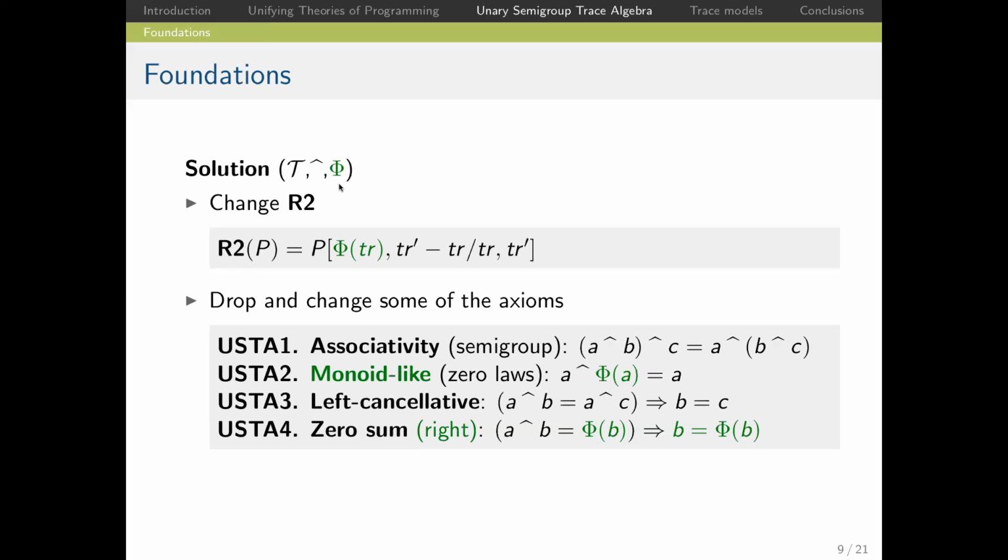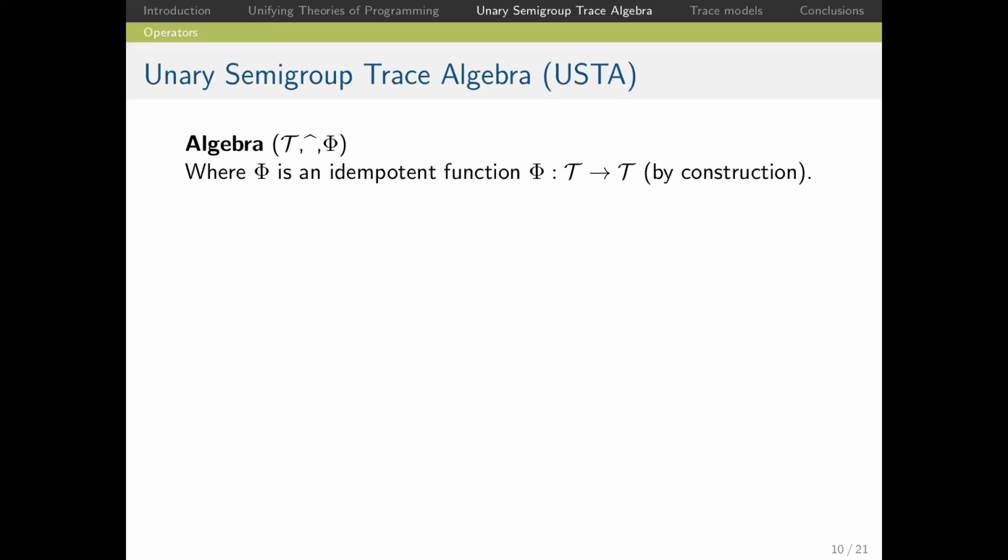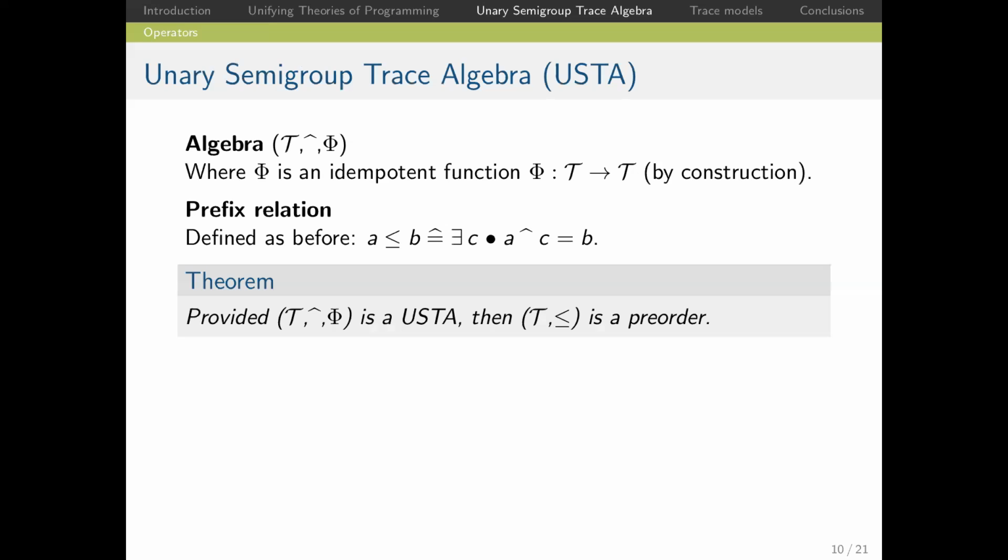And so that means we have this unary semigroup. And actually by construction, we have that phi is an idempotent function. So now we have that the prefix relation is defined exactly as before, but we have a different set of axioms. And provided that we have this structure, then the induced prefix relation is preordered as we require.